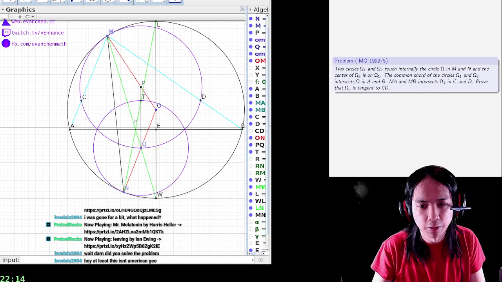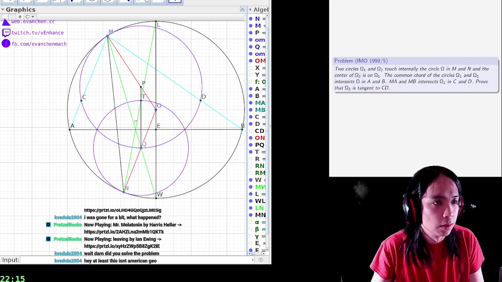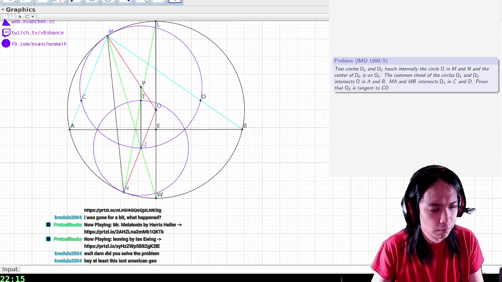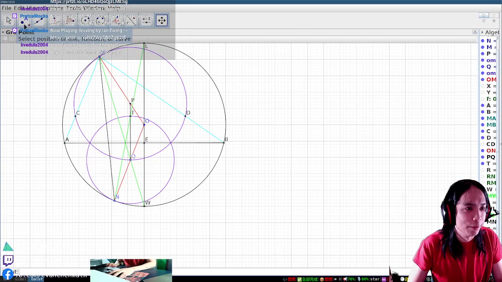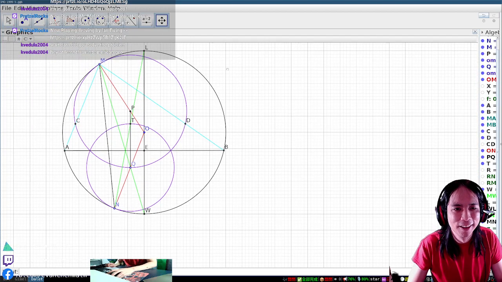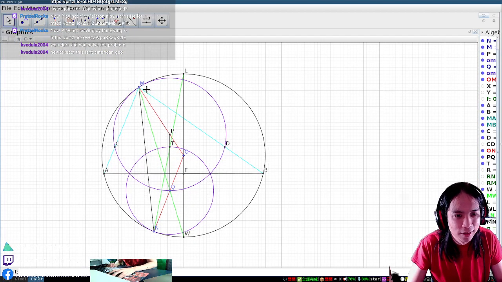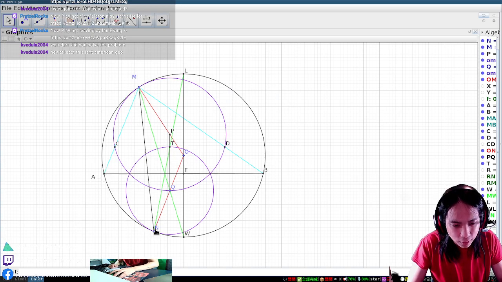Oh, alright, I forgot something important. I have to move the point label so I don't deal with it later. Okay. MANQ is kind of screwed.